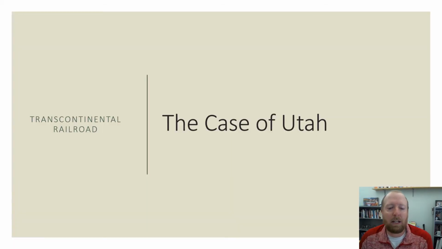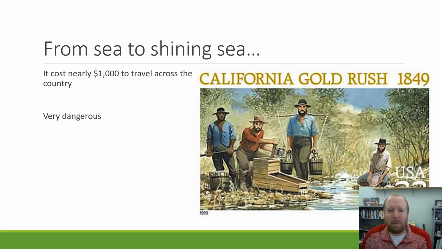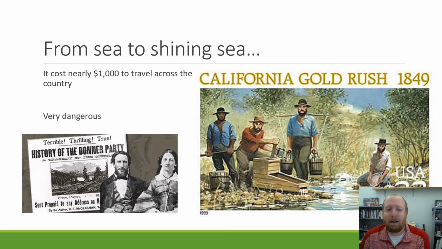Now let's talk real quick about the case of Utah, because Utah is a really interesting case. The Transcontinental Railroad is what brought Utah onto the map. When we think about going from sea to shining sea, it cost about $1,000 to travel across the country. The California Gold Rush in 1849 created a very large demand for people to cross the country and go to California and start to develop the West Coast. But it can be very dangerous. The Donner Party is a case in point of this.